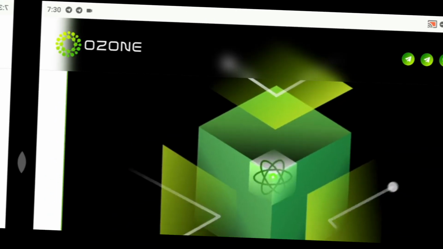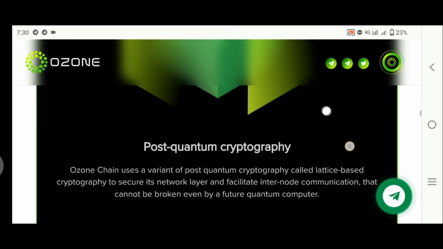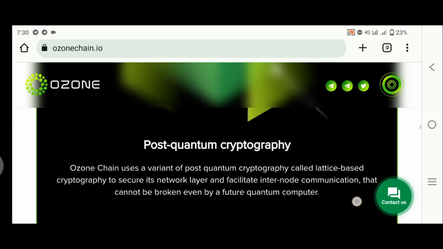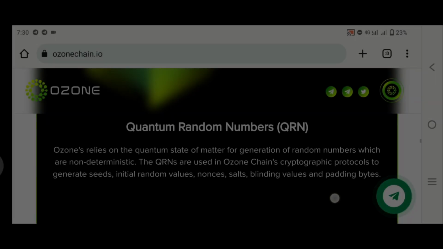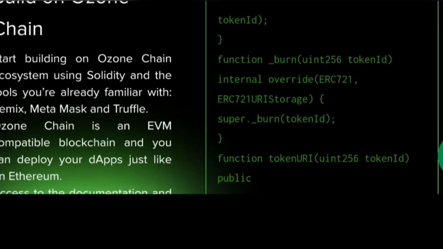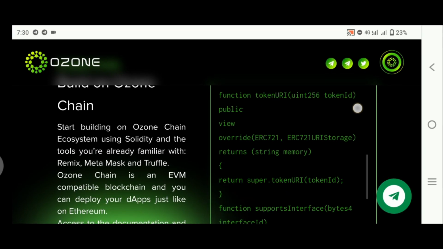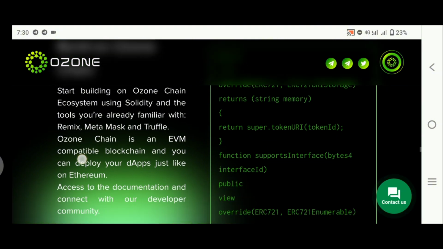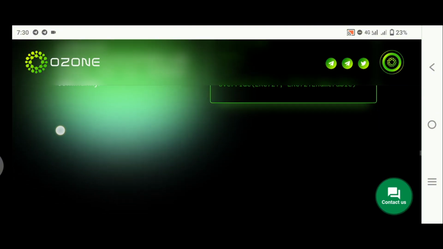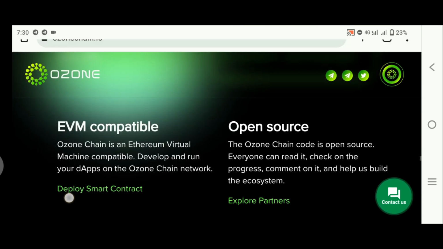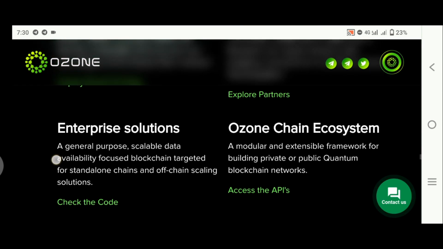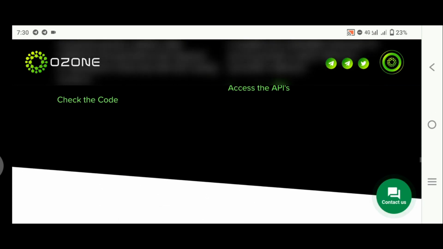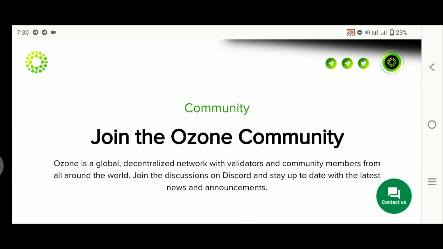This project's token is already listed on many exchanges and is tradable. If you want to trade this coin, let's go to MXC and buy this coin. Ozonechain EVM compatible enterprise solution is here. You can click and check this.